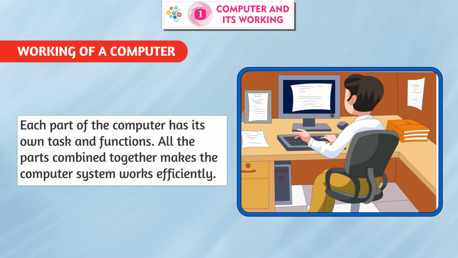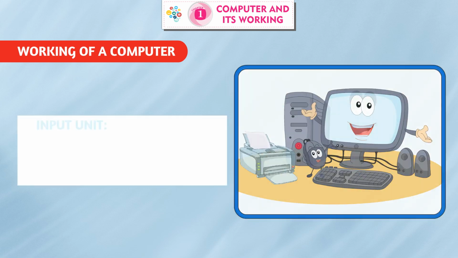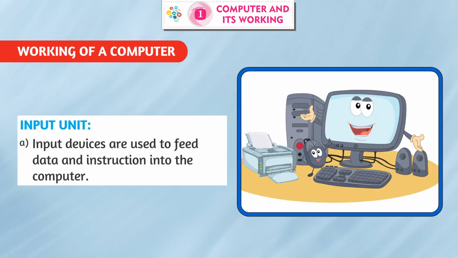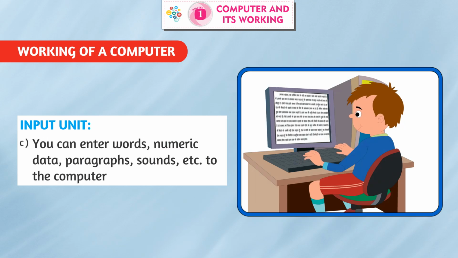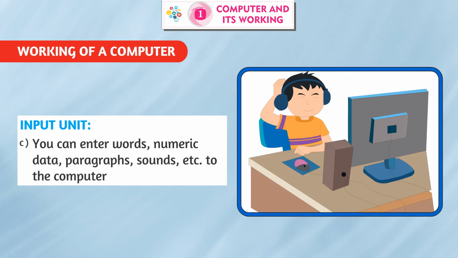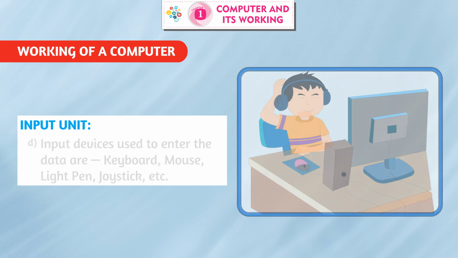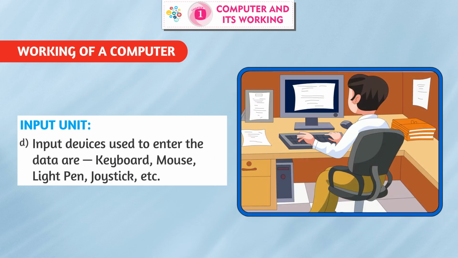Working of a computer. Each part of the computer has its own task and functions. All the parts combined together make the computer system work efficiently. Input unit. Input devices are used to feed data and instructions into the computer. These provide the input to the CPU for processing. You can enter words, numeric data, paragraphs, sounds, etc. to the computer. Input devices used to enter the data are keyboard, mouse, light pen, joystick, etc.